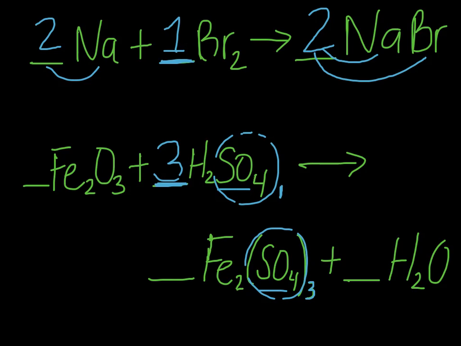Now when I did that, I also changed the number of hydrogens. I now have 6 hydrogens on the left. If you look back to the right side, I only have 2. So in order to make those the same, I'm going to add a 3 here. So now I have 6 hydrogens on both sides. But when I did that, I then affected my oxygens. I have 3 oxygens on this side, but if I look back on the left side, I already had 3 oxygens. So I ended up not creating an issue.